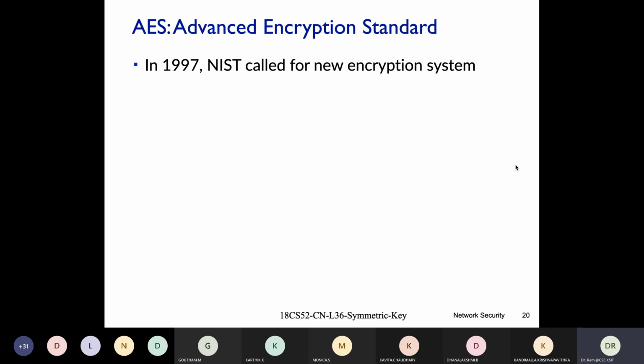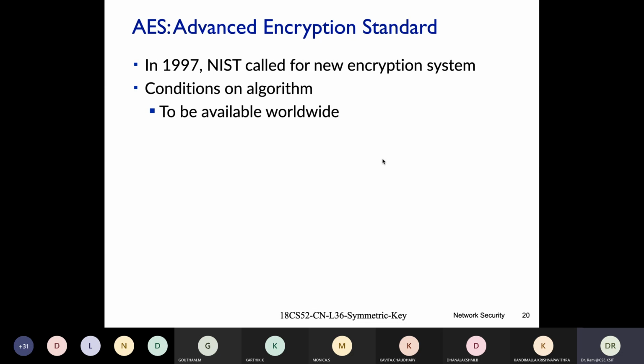Because DES was broken, the US government in 1997 called for an open invitation to provide it with a new encryption system. The only thing they said is that whoever proposes it, the algorithm should be available worldwide. One cannot say that the algorithm is secret, because hiding the algorithm does not give secrecy. There should be no royalty, anybody should be able to use it, and the design should be public and known to everybody. So security would lie in the key, because even if the algorithm is known, you don't know the key, so you cannot decrypt it.